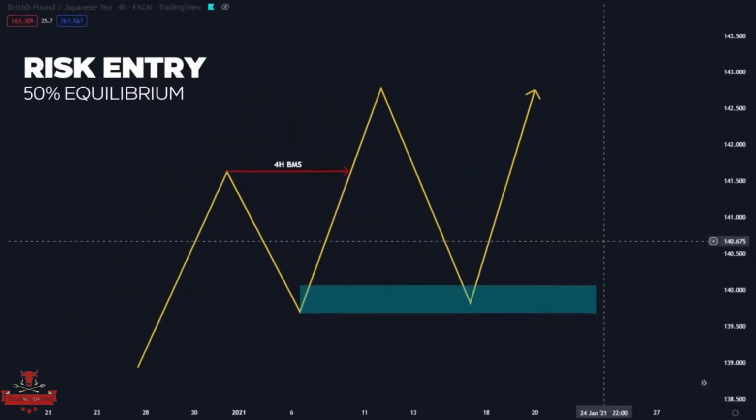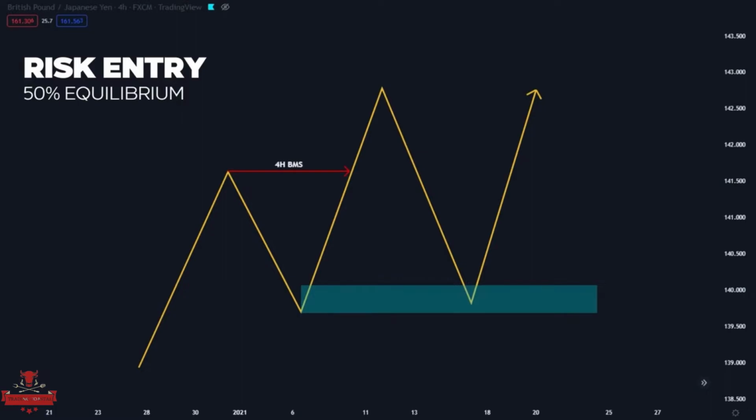Entry option 2. This is the 50% equilibrium entry, where we place the risk entry pending order at 50% of the order block. Now, the reason we do this is due to the fact that these order blocks are not a set level. There are banks and institutions that have placed orders and pending orders all the way through this block. Therefore, targeting the 50% equilibrium gives us a good chance of getting tagged in when the institutions do.